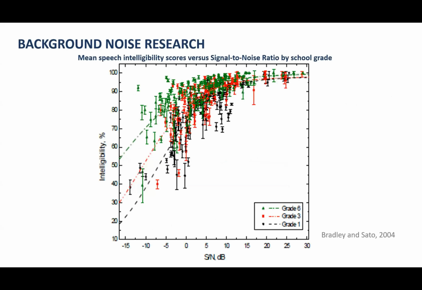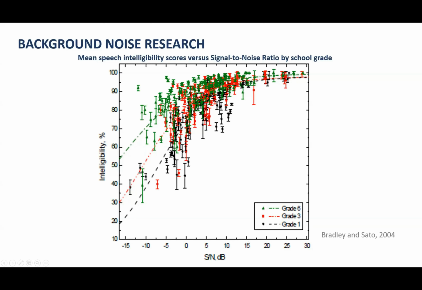Back in the early 2000s, Bradley and Sato did a study on this, where if you see the x-axis here, the signal to noise ratio goes from negative, meaning that the noise is actually louder than the signal, to 0, and to positive. We see this trend where when we have negative numbers for the signal to noise ratio, meaning that the signal is barely above or not even above the background noise, the intelligibility is really all over the place. It's very low. The spread is just all over the place.